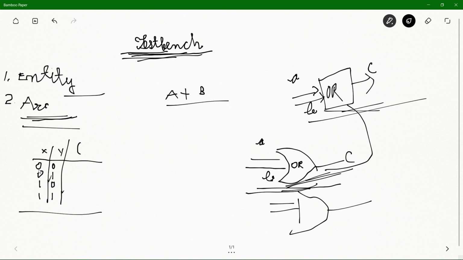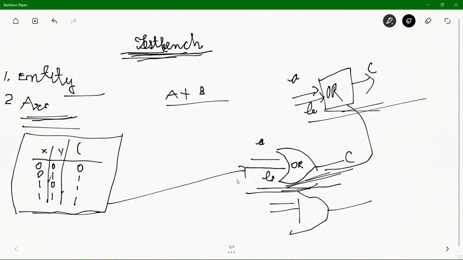So when I am doing A plus B, what is happening here? 0 plus 0 is equal to 0, right? 0 plus 1 is equal to 1. 1 plus 0 is equal to 1, and 1 plus 1 is equal to 1. So here we are getting the truth table for my OR gate to be 0 1 1 1 for all the possible inputs that could be provided to it. So we are satisfying this truth table for this block particularly.